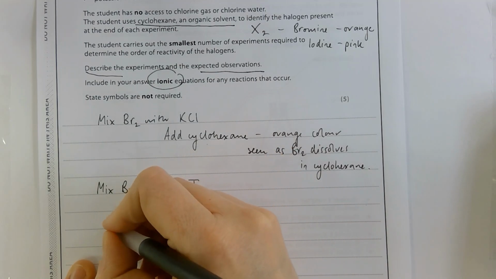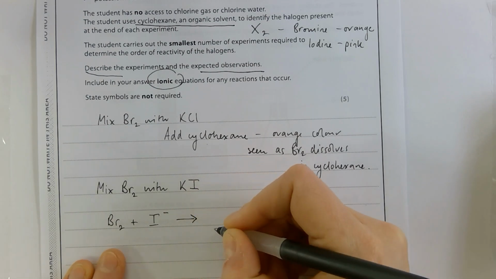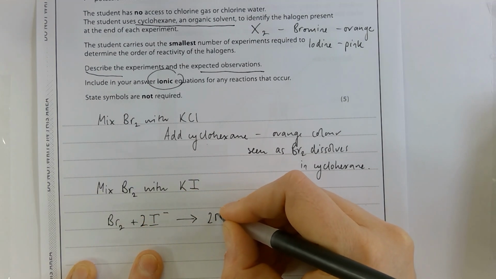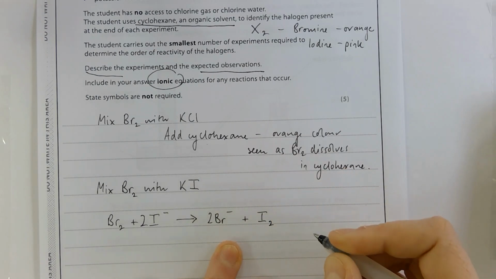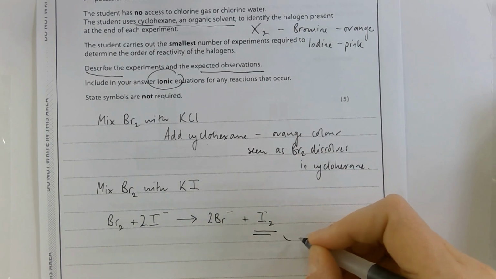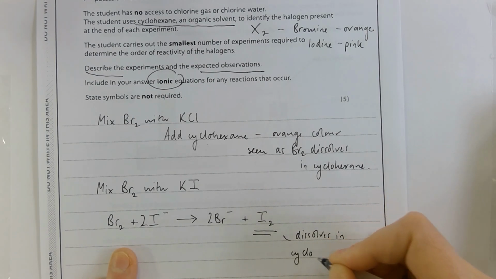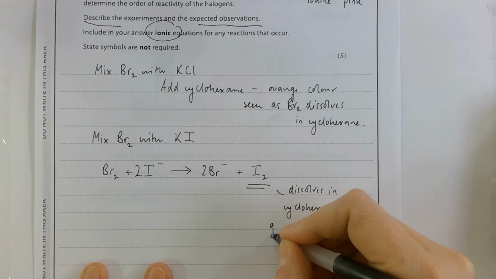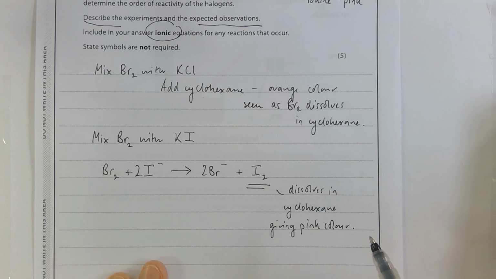So this is the reaction that happens. We want an ionic equation, so I'm going to leave out the K plus. So Br2 plus I minus goes to, let's balance it up as we go, 2Br minus, so that's now in the potassium bromide, plus I2. And the I2 dissolves in the cyclohexane. So we add our cyclohexane, the bromine has been used up, and because we made the iodine, it dissolves in cyclohexane, giving this pink colour. So we can see that reaction has taken place.